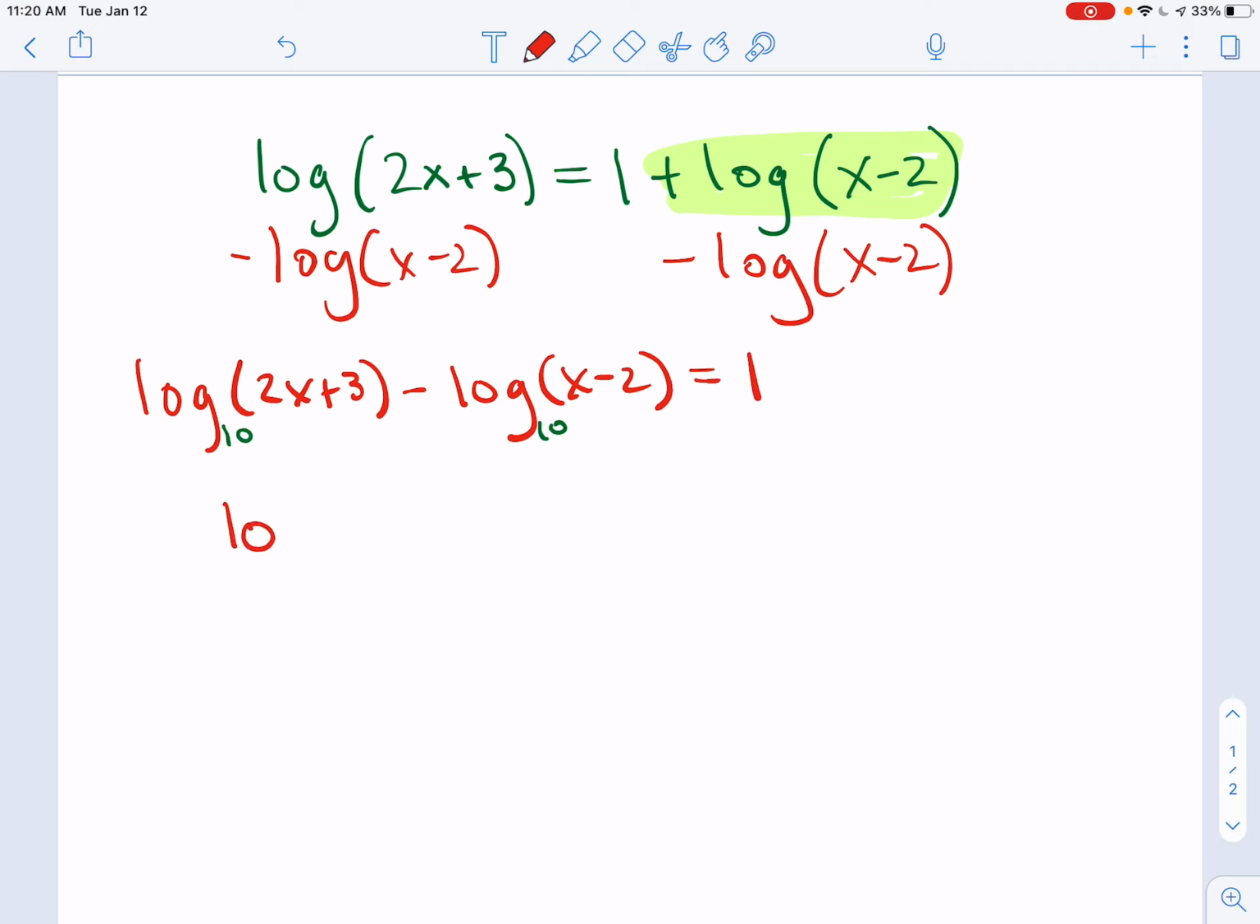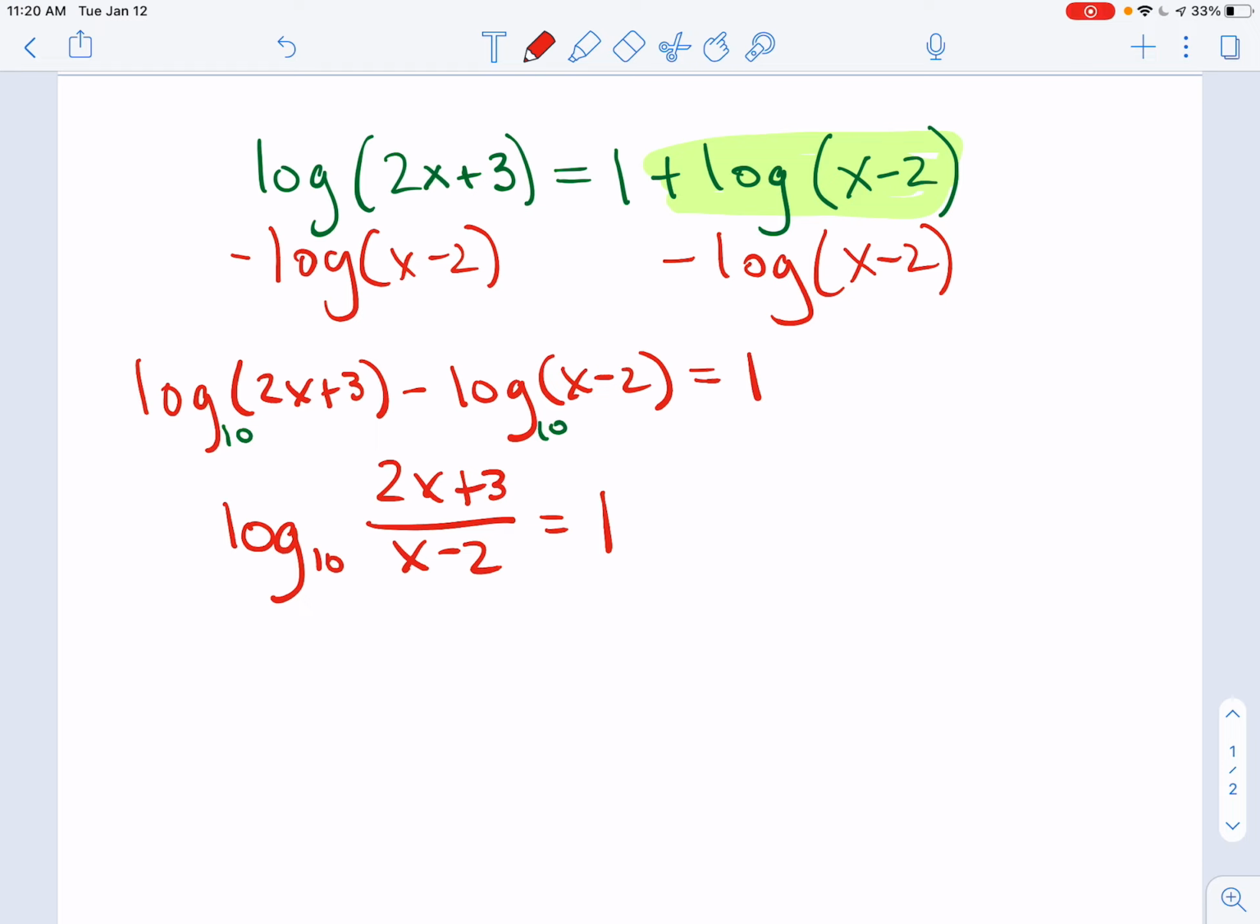So I'm going to say this log, and again, it's base 10, is going to be (2x + 3) over (x - 2) equals 1. So I simply rewrote it. Instead of having one log minus the other, I set it up as a division problem. If those two logs had been added, we would multiply them together instead of dividing. But since it's subtraction, we divide.